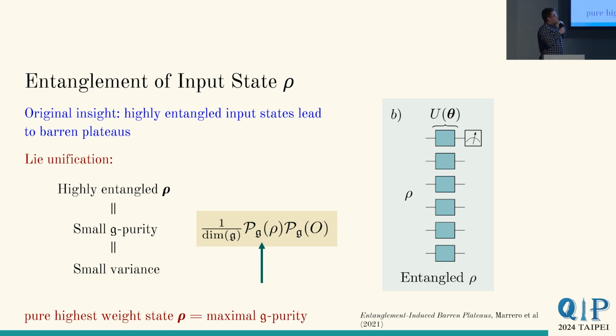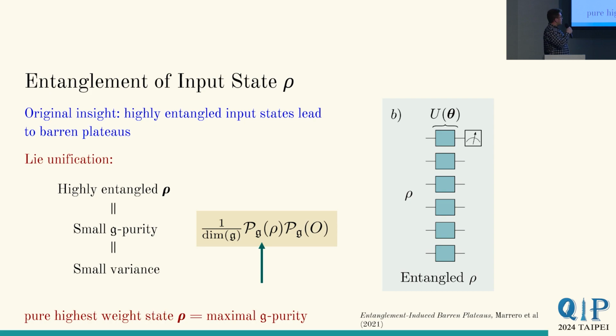One of the well-known things that can cause a barren plateau are these entanglement-induced barren plateaus. Suppose you have a local observable and some highly entangled input state. This means that when you look at that local observable, this thing is going to look kind of like a maximally mixed state, and this is going to lead to a barren plateau.